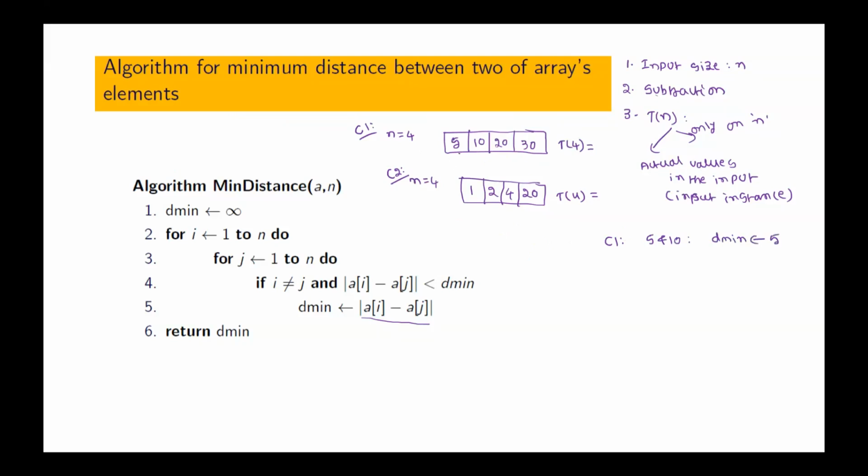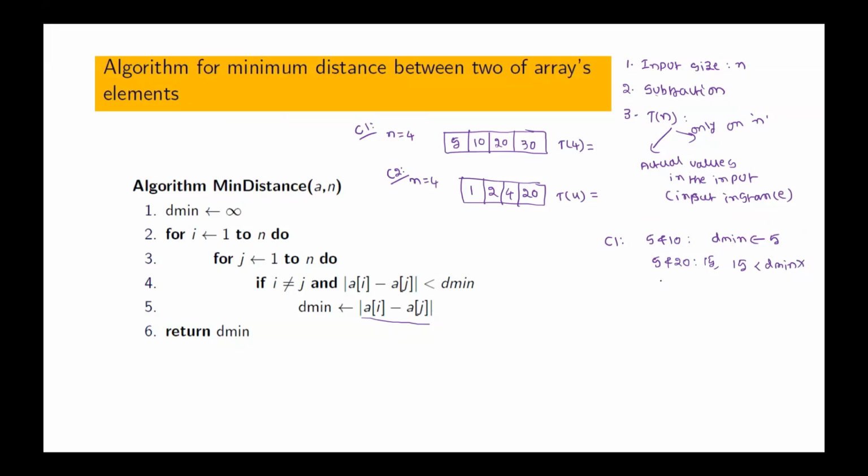Next, 5 and 20 it calculates. So what is the value that we get? 15. Then it checks whether 15 is less than D minimum. Is it true? No, it's not true. So it is false. So that means this operation is not performed.